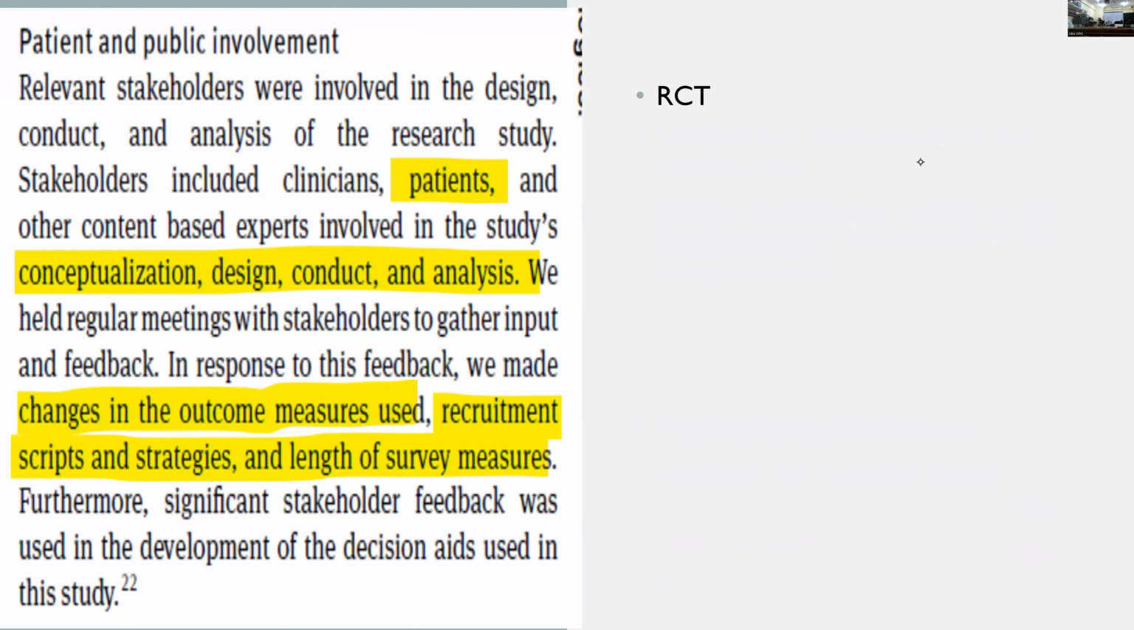And one of the stakeholders were the patients, and they were involved in the design, conduct, and analysis. And also, they have mentioned that they were involved in the changes in the outcome measure used, recruitment strategies, and the length of the survey method. So, they have reported the patient involvement, at least the purpose well.